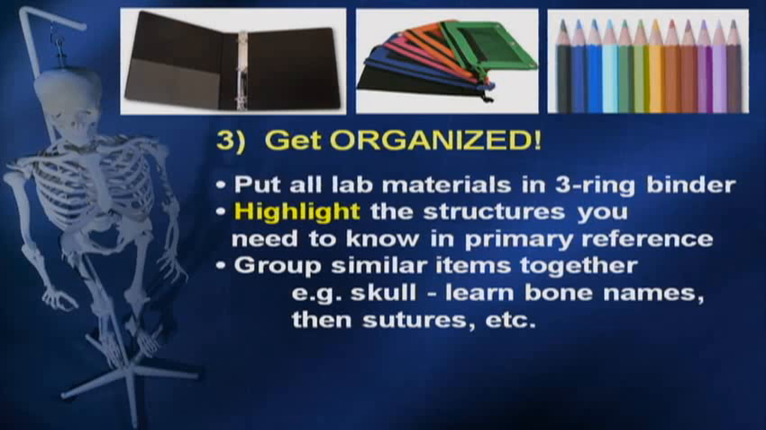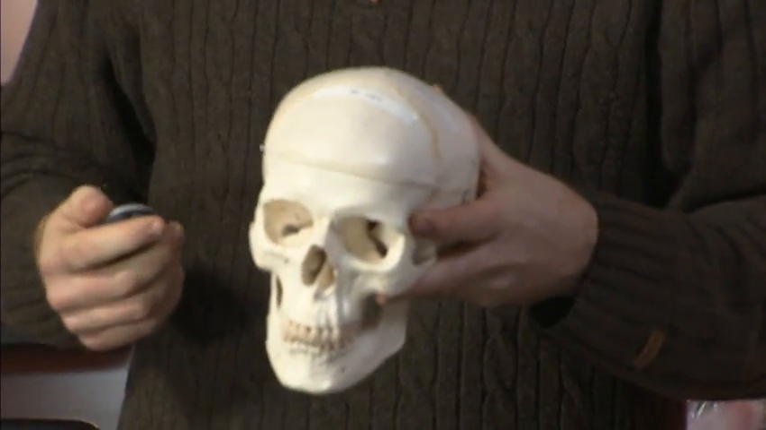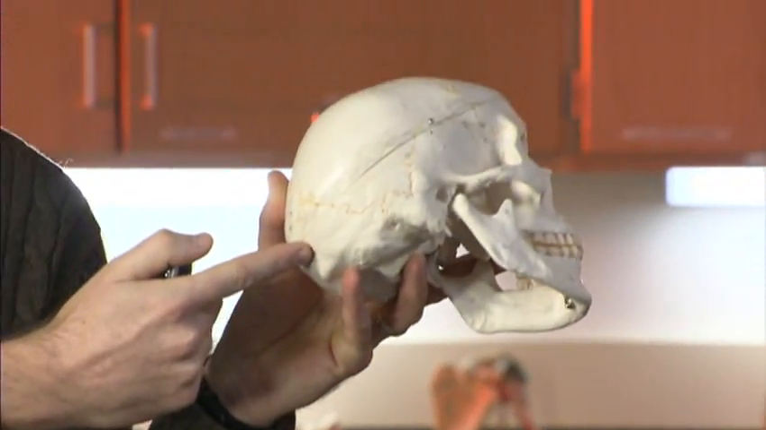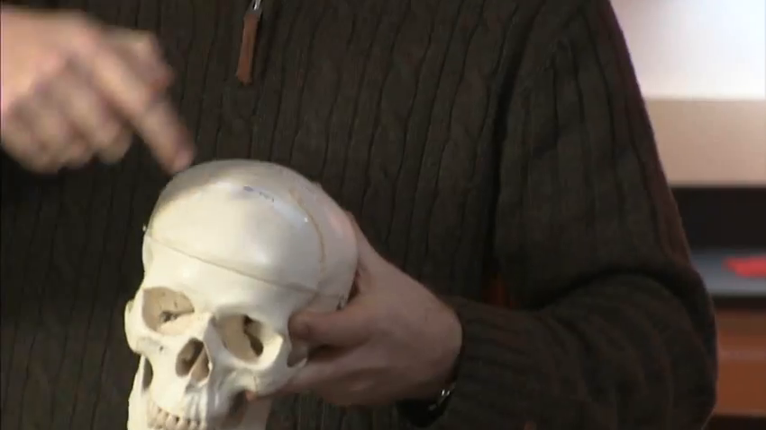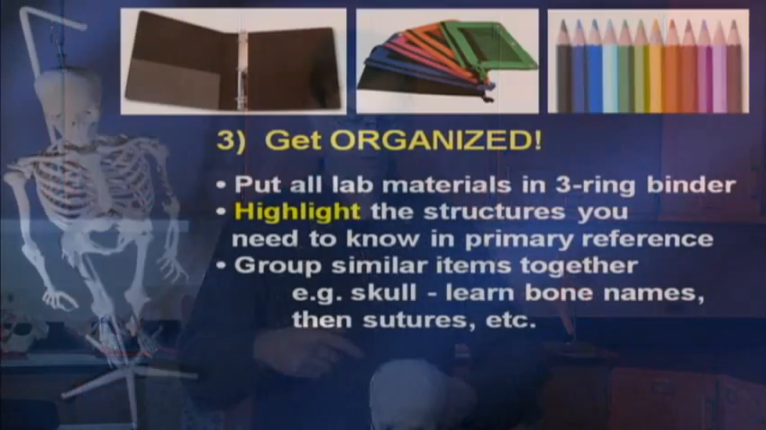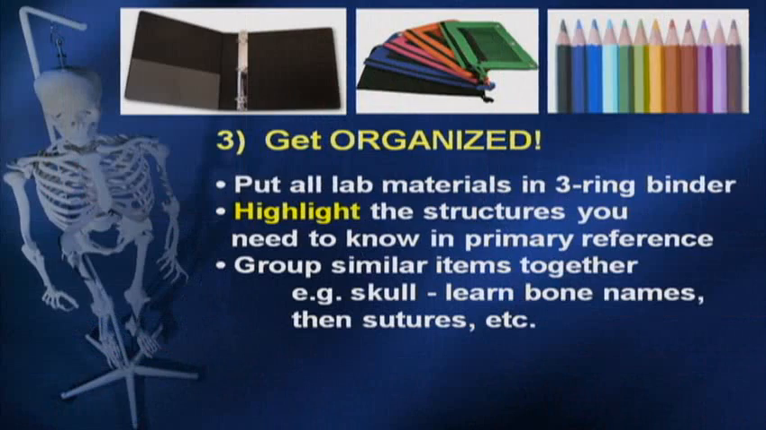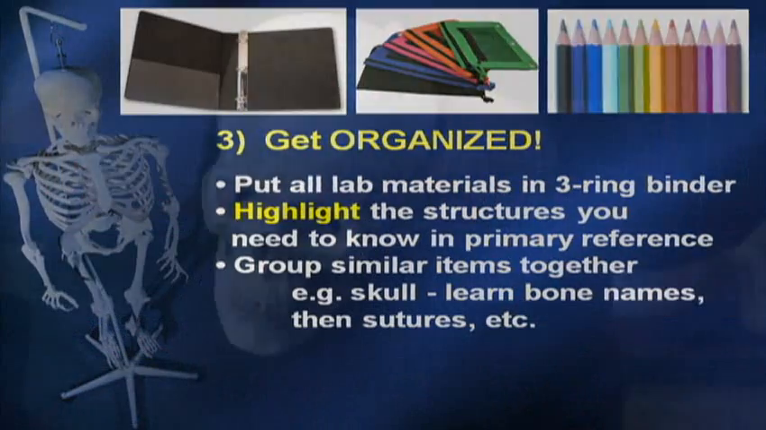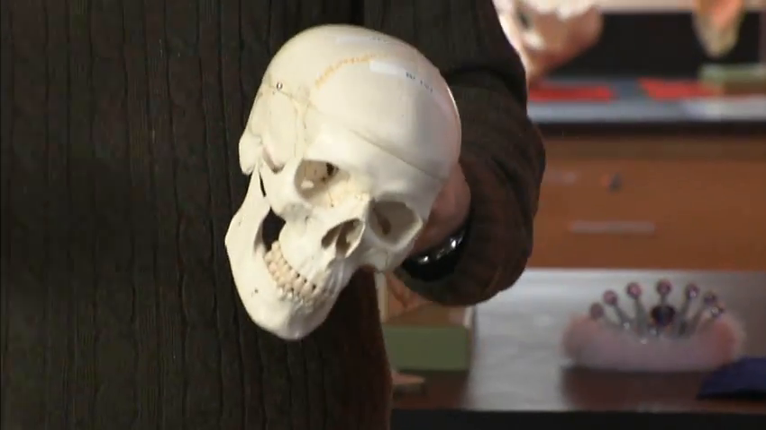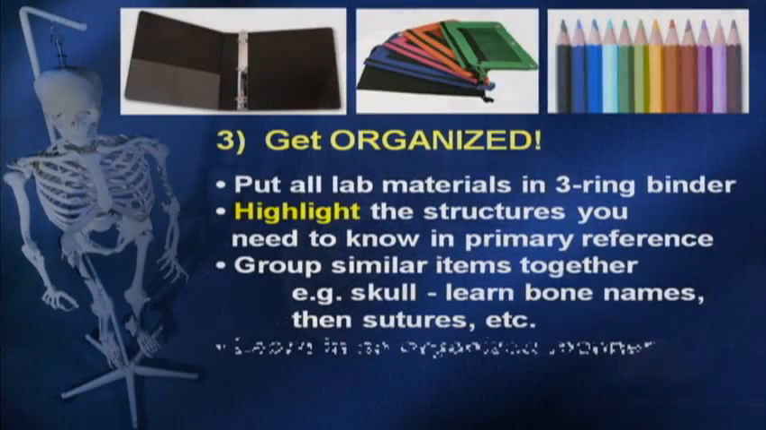In addition, you want to group similar things together. An example of this would be if I was working on the skull here. One of the first things, probably one of the easiest things to do, is to learn the bone names first. So I would learn the frontal bone, the two parietal bones, the occipital bone in the back, and be organized that way. Learn some of the bones that make up the cranium. Another thing I could do is then approach it to learn some of the sutures. These are points where one bone is joined to another, and then move onward. So learning the bones as a group, learning the sutures as a group, that's an organized learning method and a good way to go.